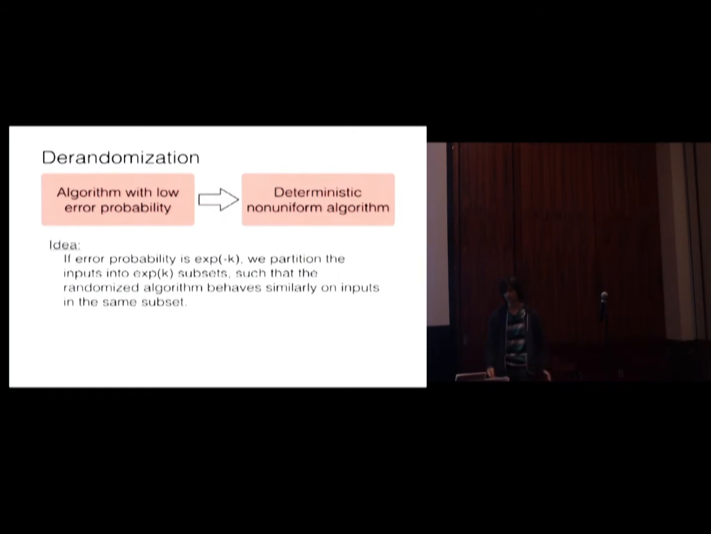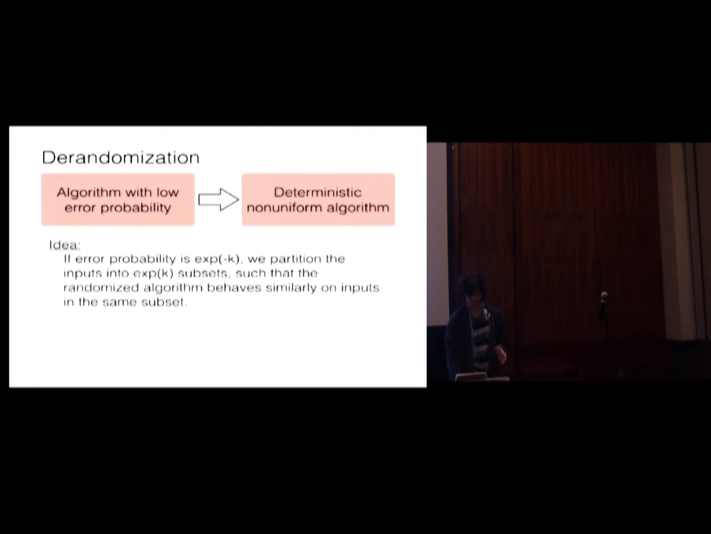So here's the idea. If the error probability is exponentially low in some k, we'll partition the inputs into exp of k subsets so that the randomized algorithm behaves similarly on inputs in the same subset. And then we apply the union bound and show that there exists a random string that works for all of these subsets. Then we hard code it in, and we're done. To compare it again with Adleman, that needs error probability exponentially low in n. We only need exponentially low in k because we partition the inputs into these subsets.